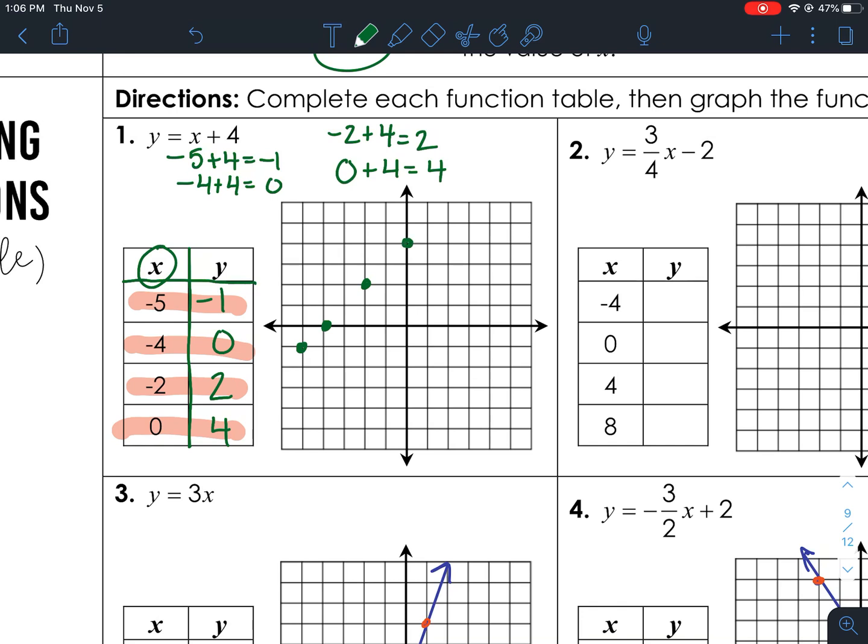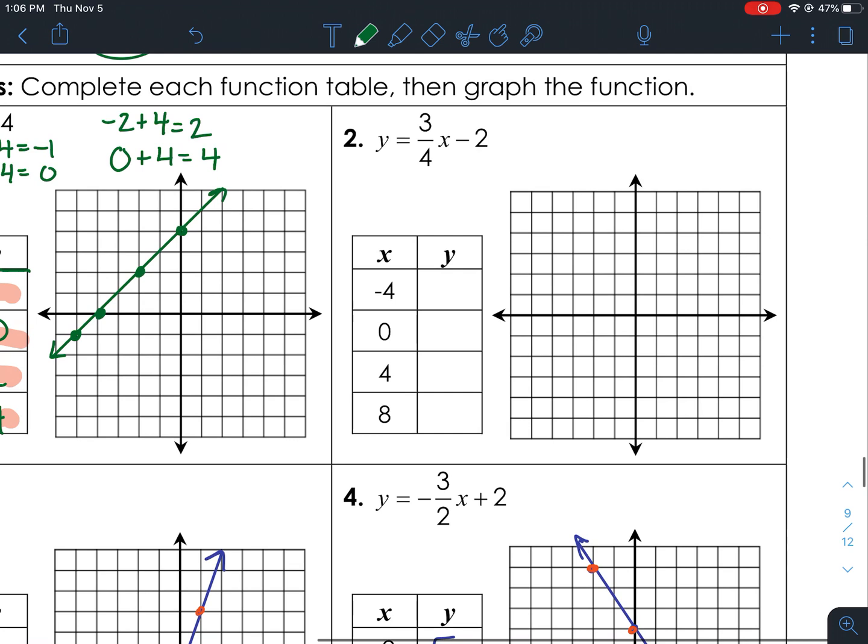Now that I've got all of my points plotted, I'm going to draw a line. This is when it becomes really useful to have some sort of straight edge like a ruler or a note card, or maybe even your cell phone works great. And that's all we have to do. So let's try another one here.